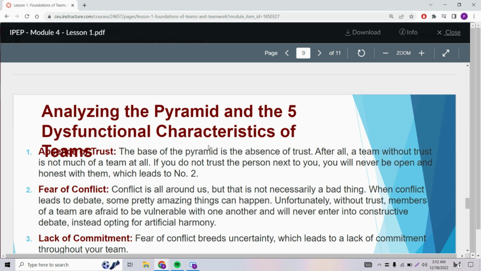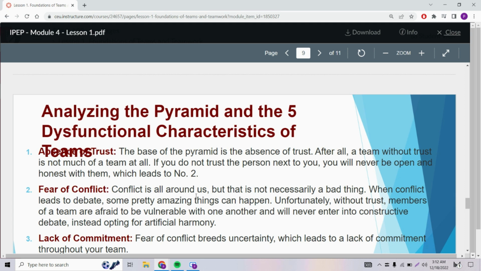Conflict, class, is always around, even in the workplace and even in the surrounding. But not all the time is conflict harmful. Conflict can lead to debates. Some pretty amazing things can happen. Unfortunately, without trust, members of a team are afraid to be vulnerable with one another and will never engage in constructive debate, instead opting for artificial harmony.